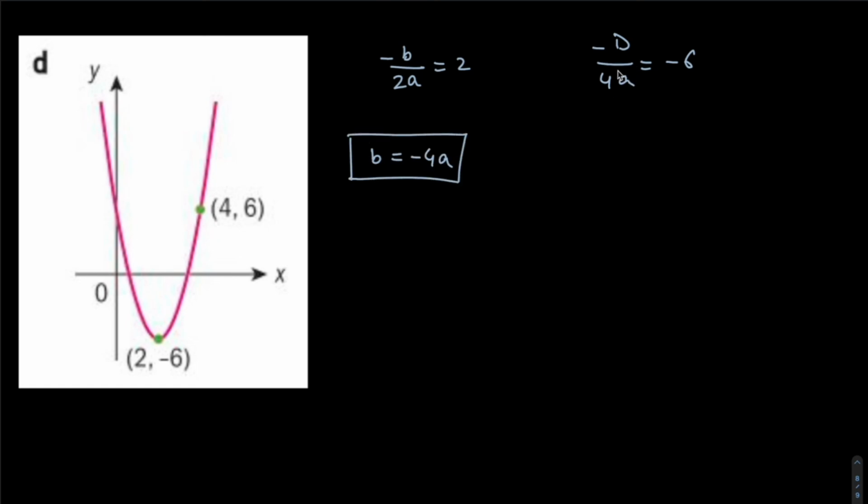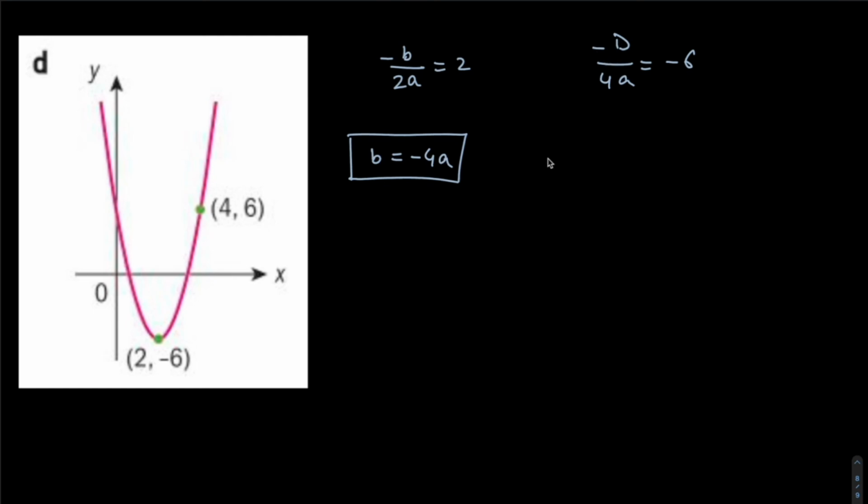So we know 2 is the turning point, right? 2 comma minus 6 is the turning point. So we can say that minus b by 2a is equal to 2, and minus d by 4a is equal to minus 6, right? So minus b by 2a is equal to 2, then we can say b is equal to minus 4a. That is the first relationship that we have.